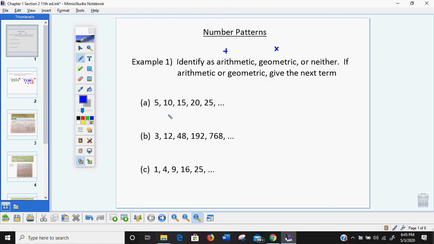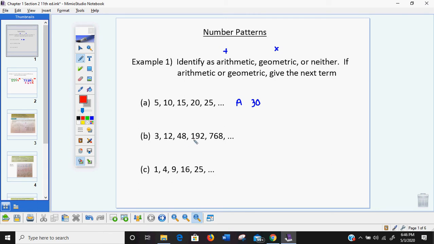So let's look at part A. 5, 10, 15, 20, 25. This one is obviously arithmetic. They are adding 5 each time, and the next term in the series would be 30. Let's look at part B.